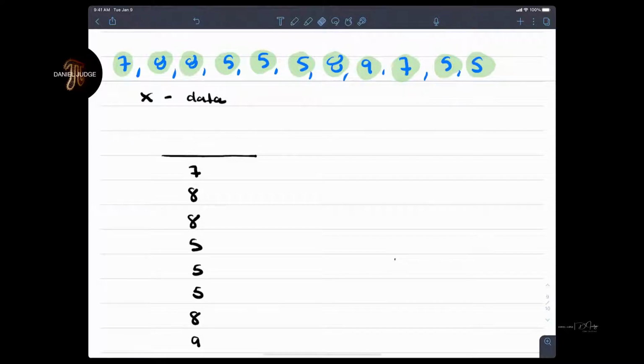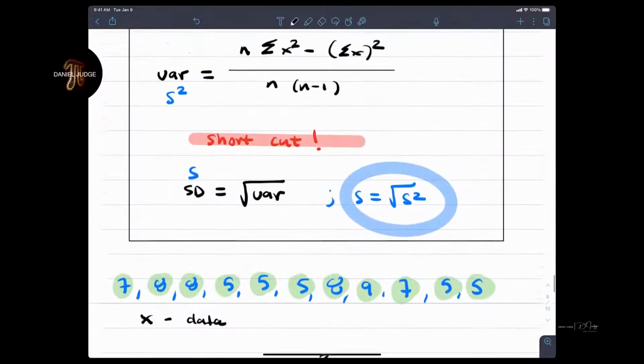This is where you start. So you just list your data here. And then finally here, we're going to make an x squared column. Once I get the data, we're going to square that data. And then you might say, well, why do I do this? Because remember, go back over here to the shortcut.